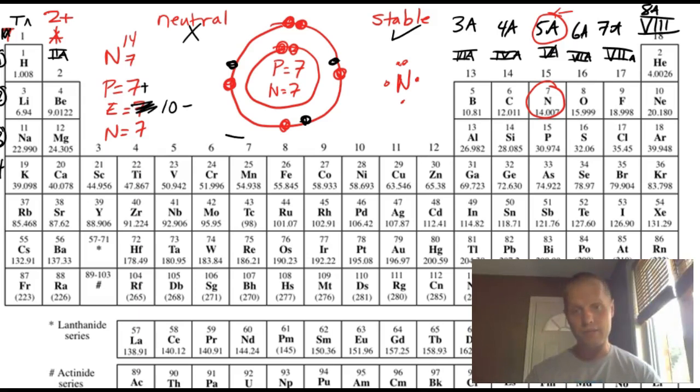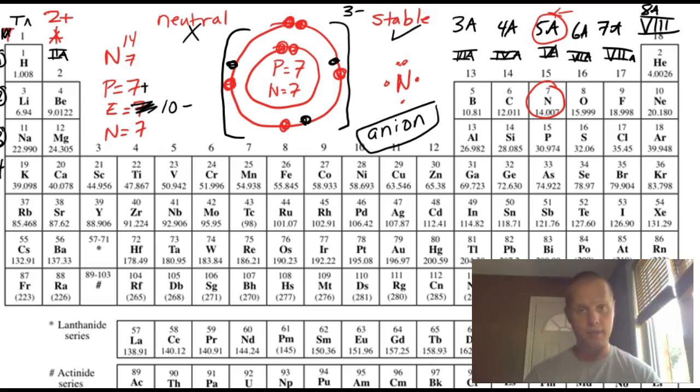Well, the answer is going to be 3 because the 7 positives cancel out with 7 of the negatives. You're left over with just 3 negatives and you have a 3 negative charge. This is also going to be an anion because it's a negative ion that is stable. It is now an ion because it has a different amount of protons than electrons, and it turns out that everybody in group 5 forms a 3 negative charge because they all have 5 valence electrons. They will always gain 3 to get to 8. And that's the end of the video.